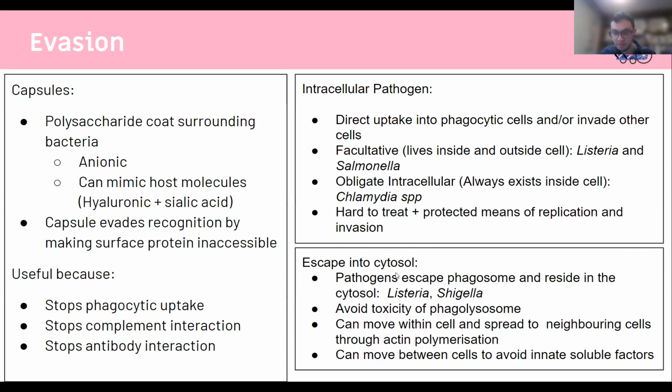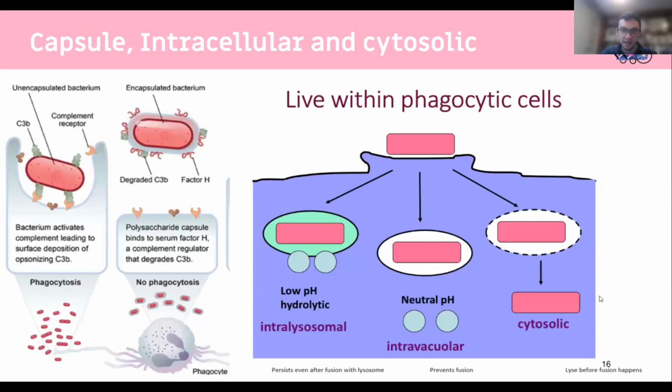Furthermore, pathogens can escape into the cytosol when phagocytosed. If you remember the phagosome, they escape the phagosome and they reside in the cytosol. They avoid toxicity of the phagolysosome, which is when the lysosome combines with the phagosome, and they can then move within the cell and spread to neighboring cells through actin polymerization. And this way they evade soluble factors and antibodies and complement.